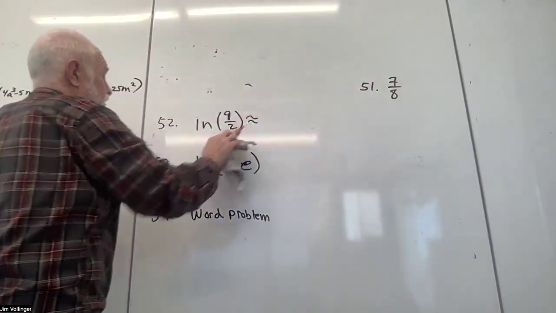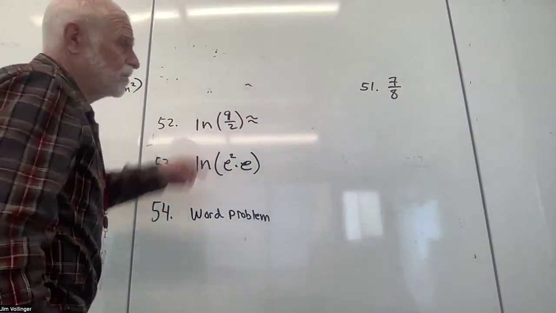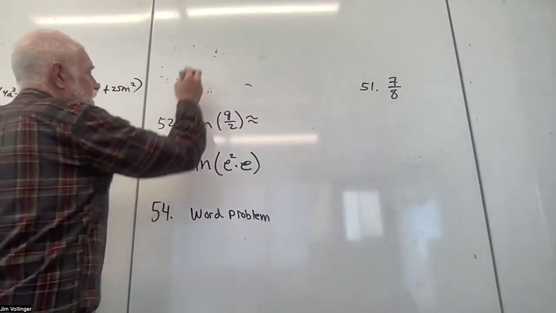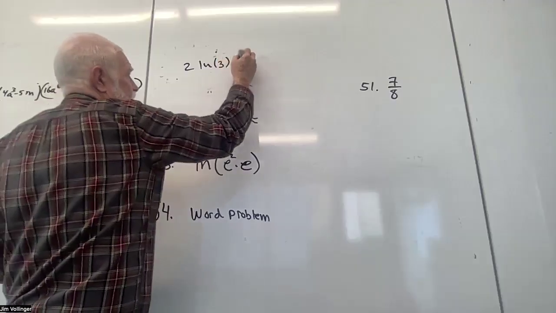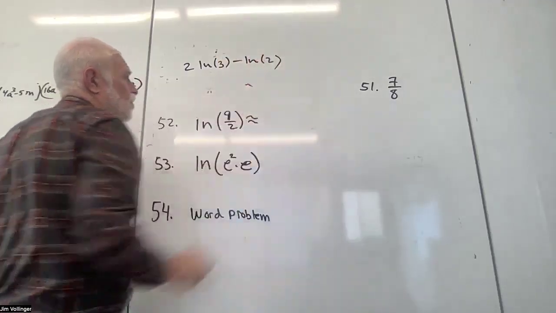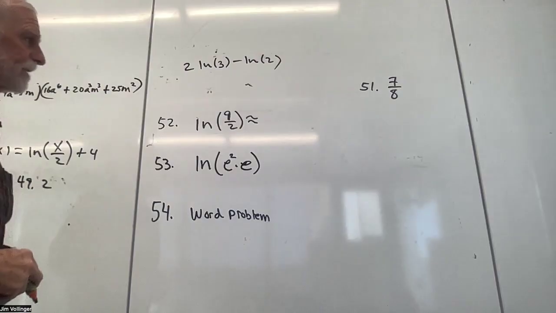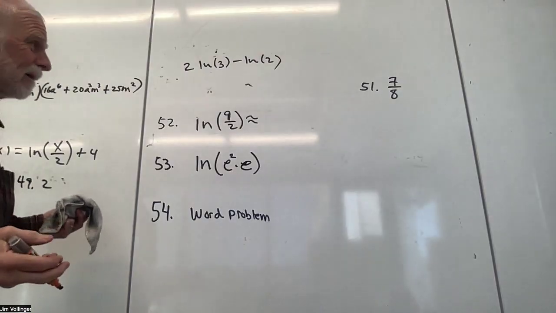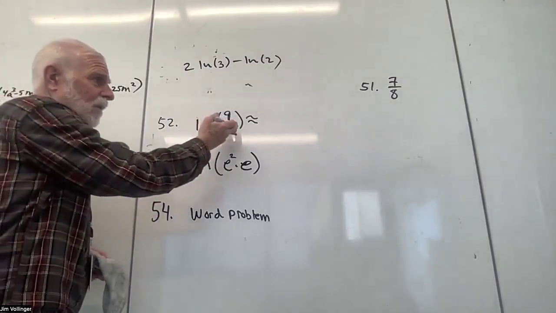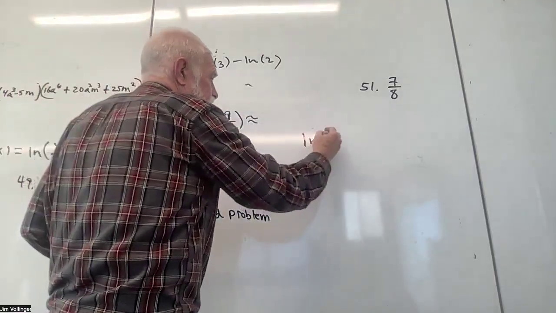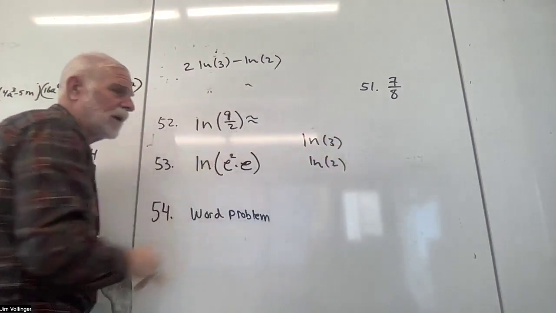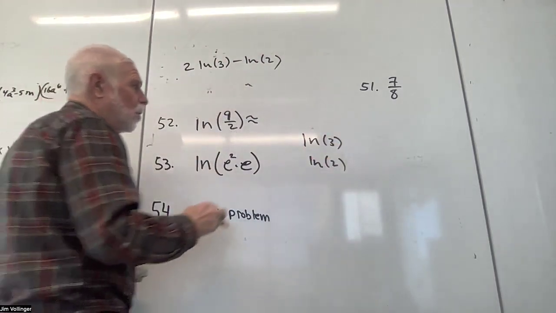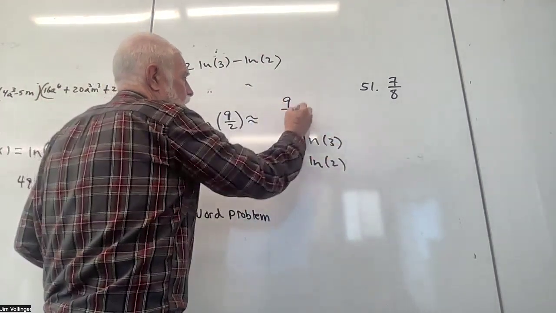ln of 9/2. This is where our rules of logarithms are going to be. And that's going to be 2 ln 3 minus ln 2. That's using the rules of logs. Now, how are we going to get there? You've got to have some things memorized. You absolutely need to know what ln 3 is and what ln 2 is, or don't bother doing this problem. Okay, so what is 9/2?